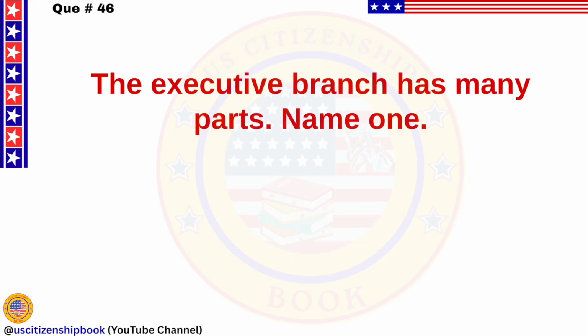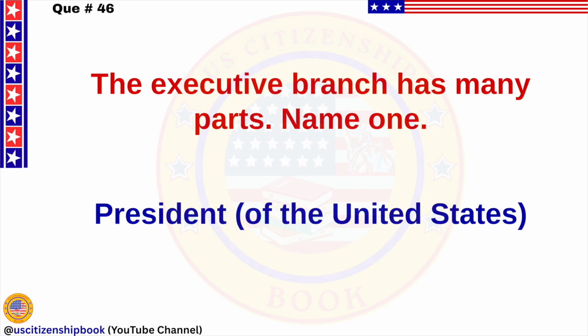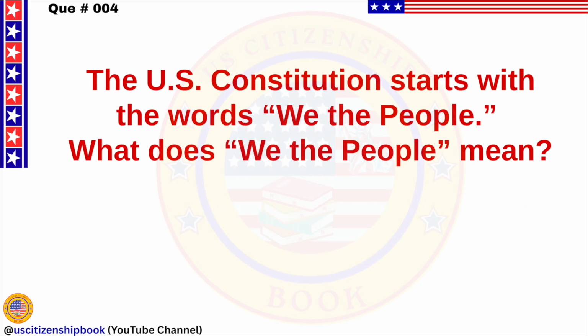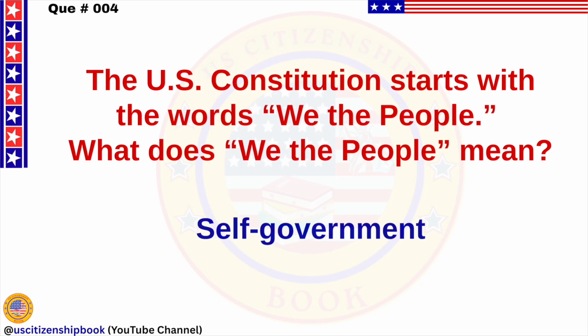The executive branch has many parts. Name one. President of the United States. The U.S. Constitution starts with the words, "We the people." What does "we the people" mean? Self-government.